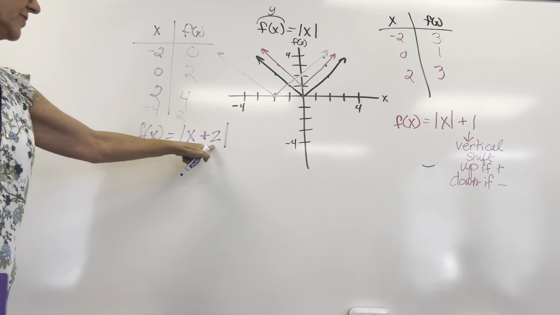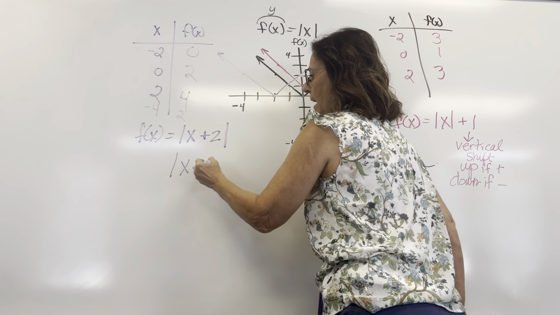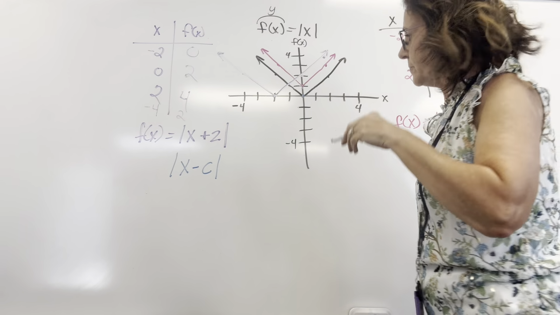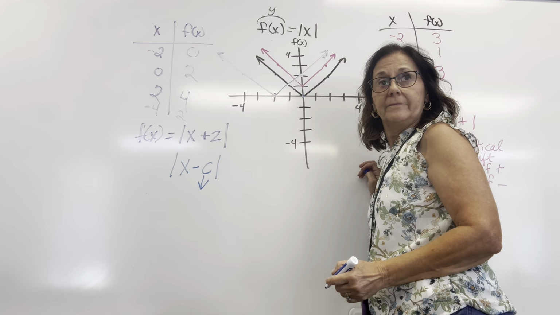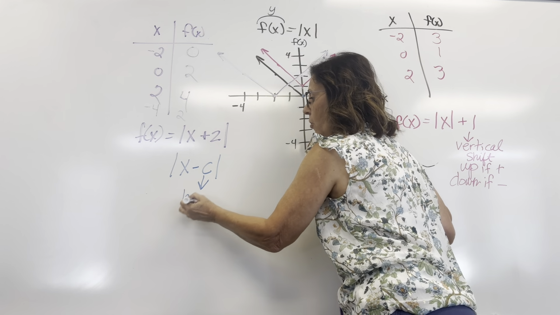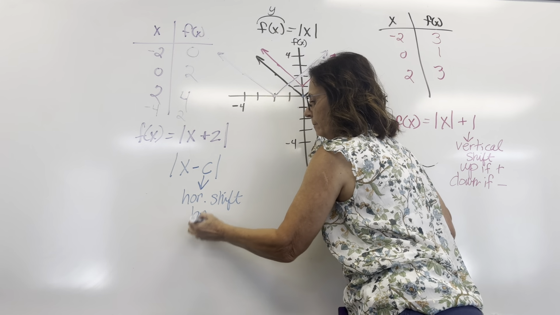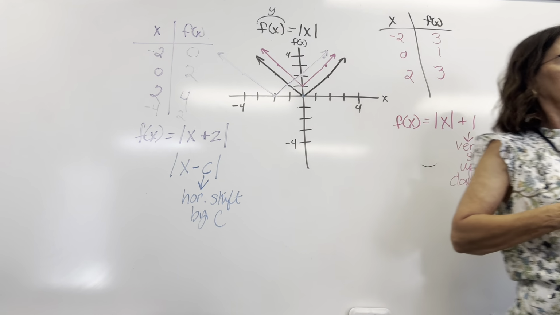So the form is x minus c. I believe that's what most books do. Okay. This c value here is a horizontal shift by the value of C. All right, so everybody look.